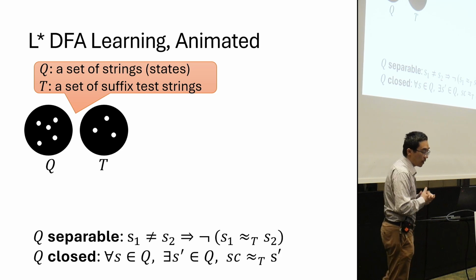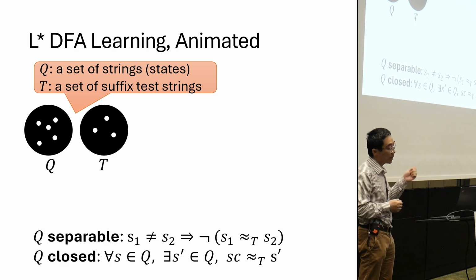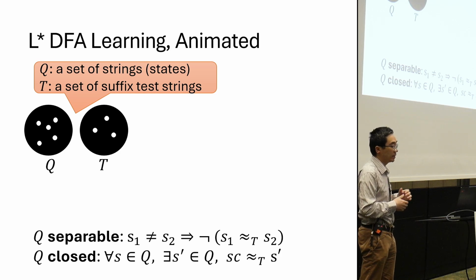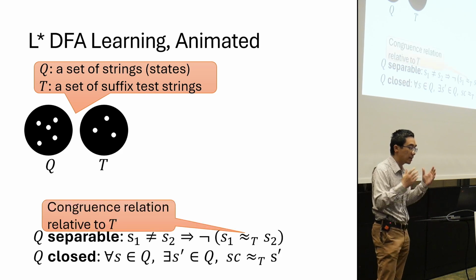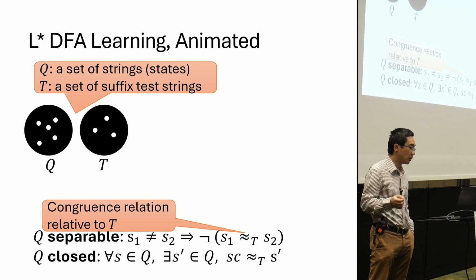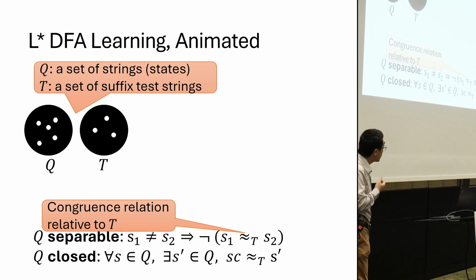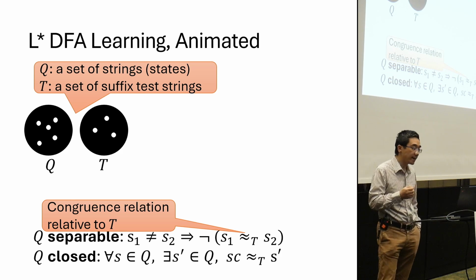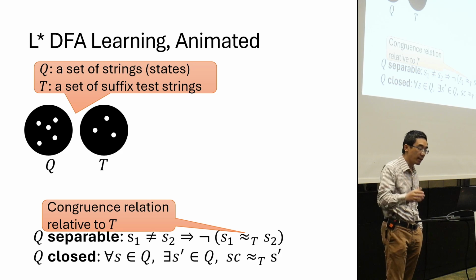We maintain two properties of Q. Q must be separable, meaning that for any S1, S2 in Q, it must be the case that S1 is not equivalent to S2 according to test strings in T. So this relies on this congruence relation to show S1, S2 are not equivalent according to test strings in T. Then Q also must be closed, which means for any S in Q, if we append a character C to the end of S to get SC, SC must be equivalent to some S prime that's already in Q.